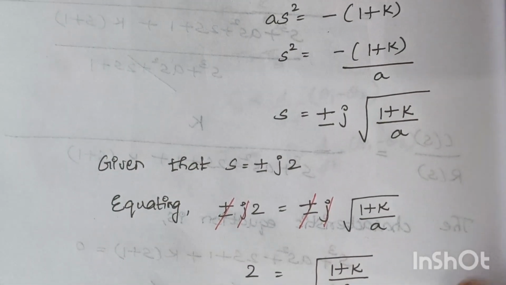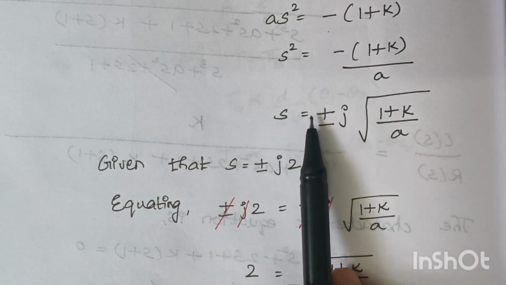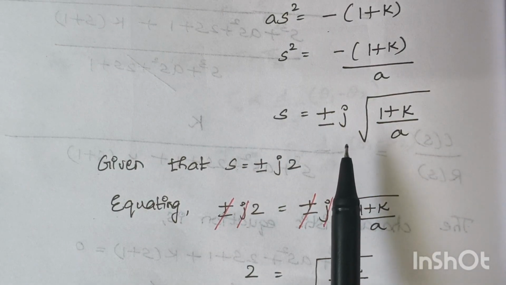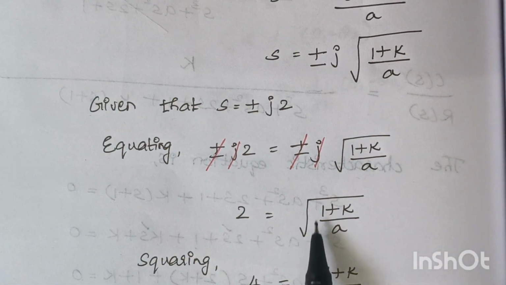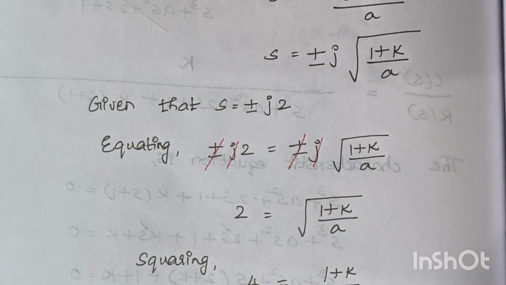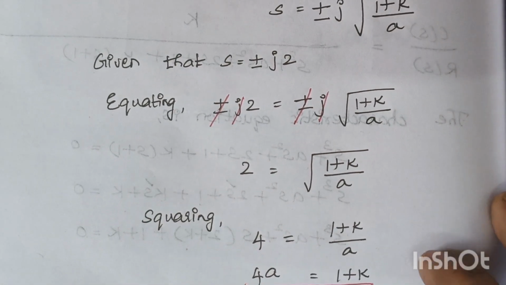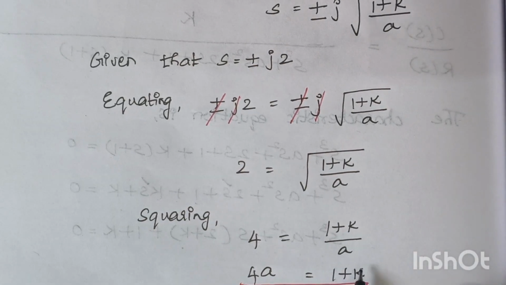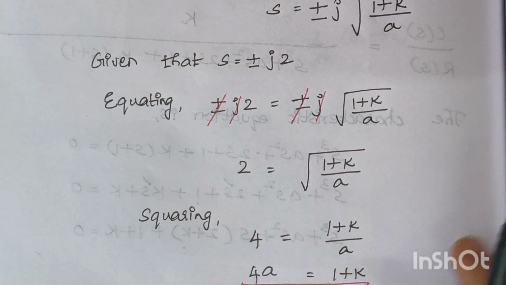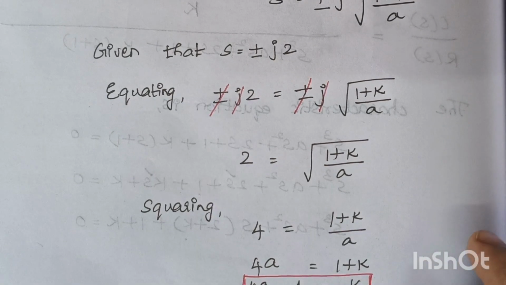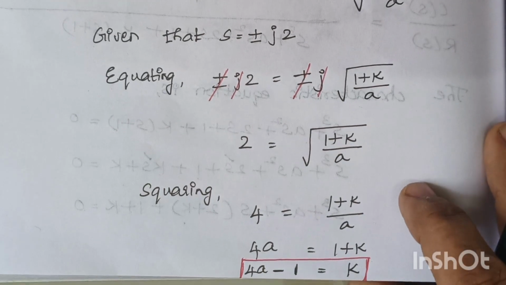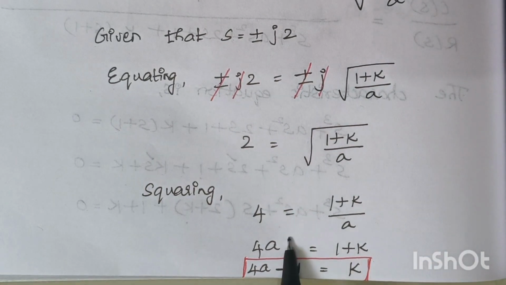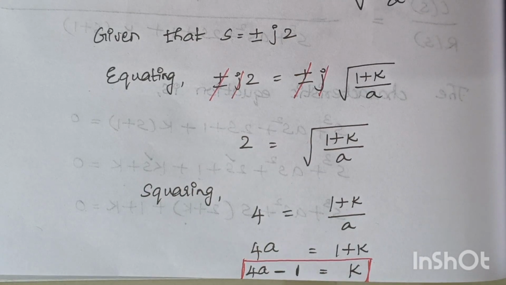Since both are s values, both are roots of this characteristic equation of the given problem. So when you equate those two terms, finally we are getting 2 equal to square root of 1 plus k by a. Once you square on both sides, we are getting 4 equal to 1 plus k by a. So when you move a to the left hand side, we are getting 4a equal to 1 plus k. So finally, I am finding the value of k in terms of a. When you move this 1 to the left hand side, that becomes minus 1. So k is equal to 4a minus 1.